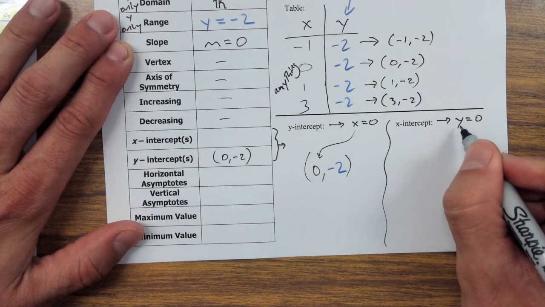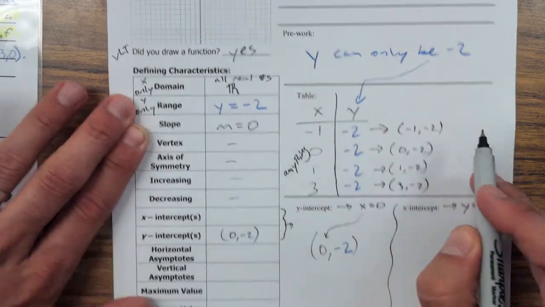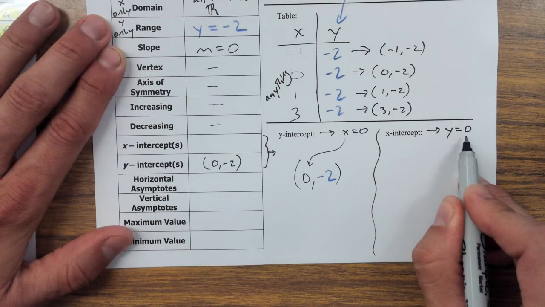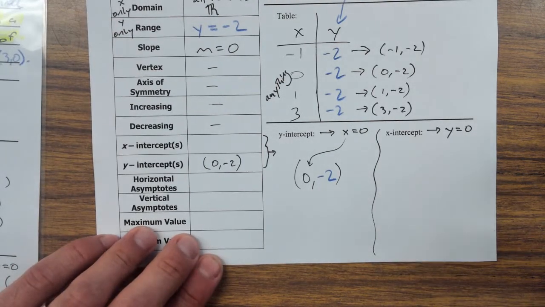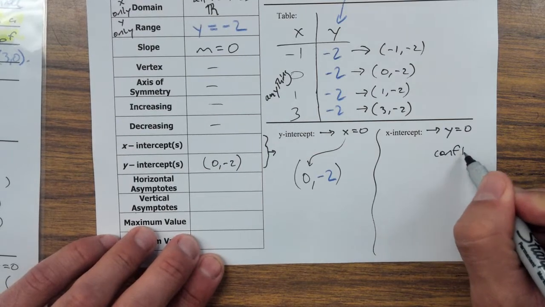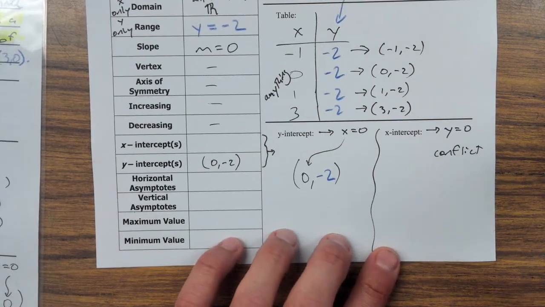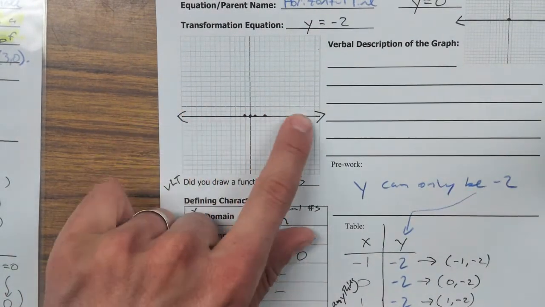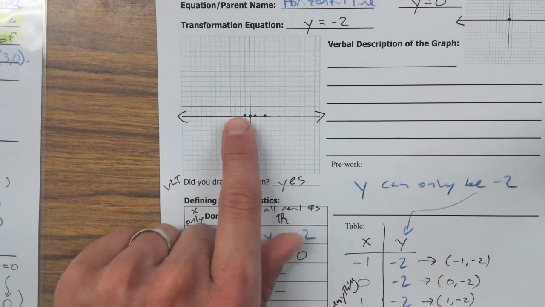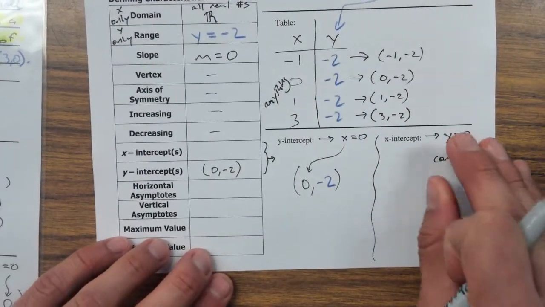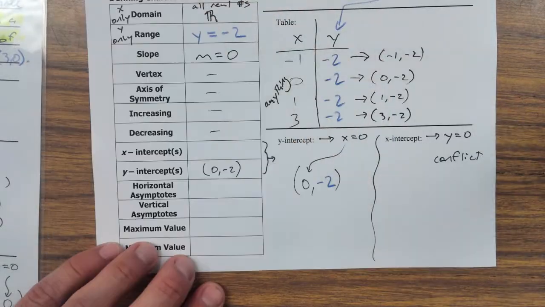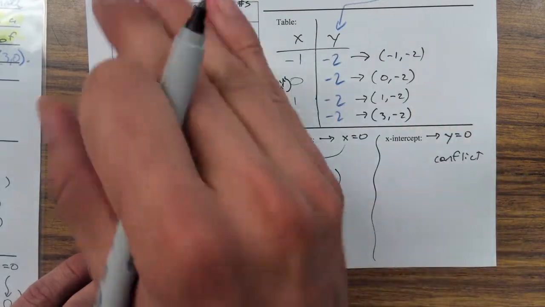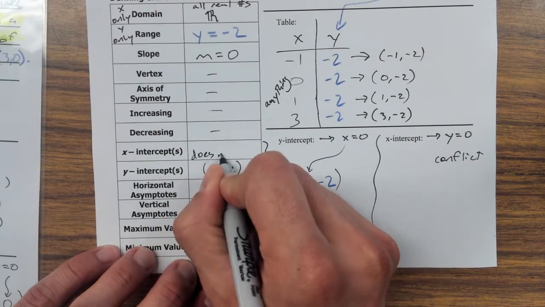Now what about the x-intercept? If y can only be -2 and the x-intercept must have y equals 0, what are we going to do? Well, this is going to have a conflict. It's not going to quite work out on this one, at least that's what the math says. And if you look at the picture, does it actually touch the x-axis to get an x-intercept? No, it does not touch. So the math has an issue, and that is the math reason why it does not touch.